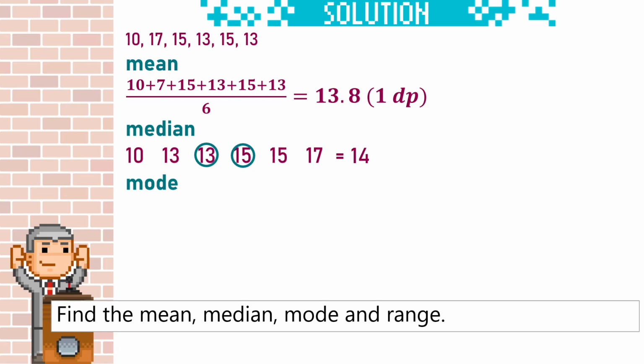Next, to find the mode, we find the most frequent. But the issue we have here is that 15 comes up twice and 13 comes up twice. This is called bimodal, meaning 2 modes. So the mode is 13 and 15. To find the range, we do biggest take away smallest. So 17 take away 10 is 7.